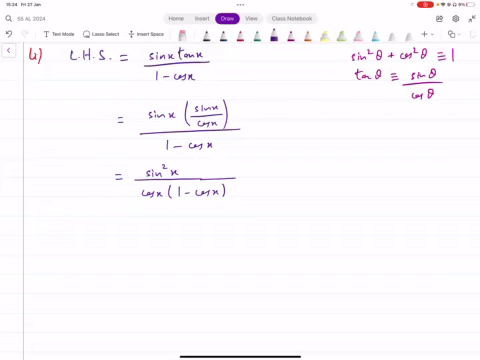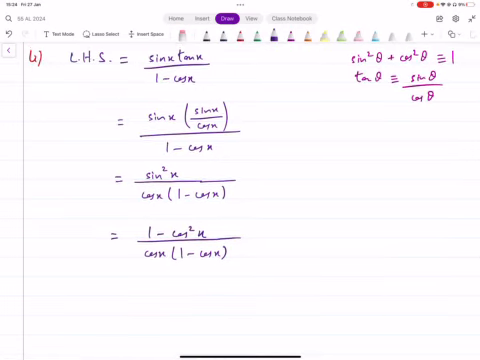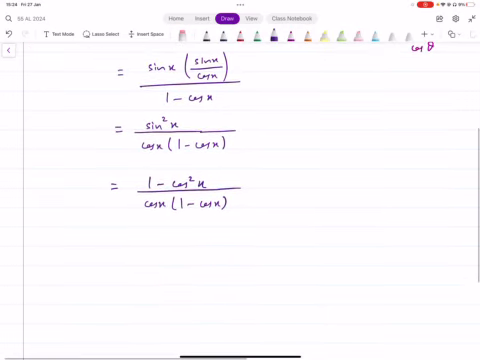Convert sin square x into 1 minus cos square, and then you'll have everything in terms of cos at least. So we would have gotten rid of sin and tan. If we convert sin square into cos square, this becomes 1 minus cos square x over cos of x into 1 minus cos x. What now?